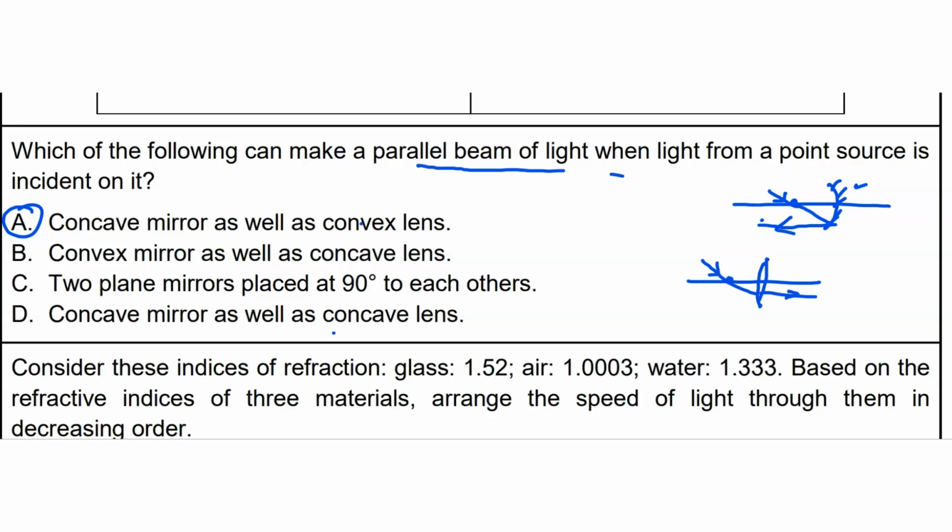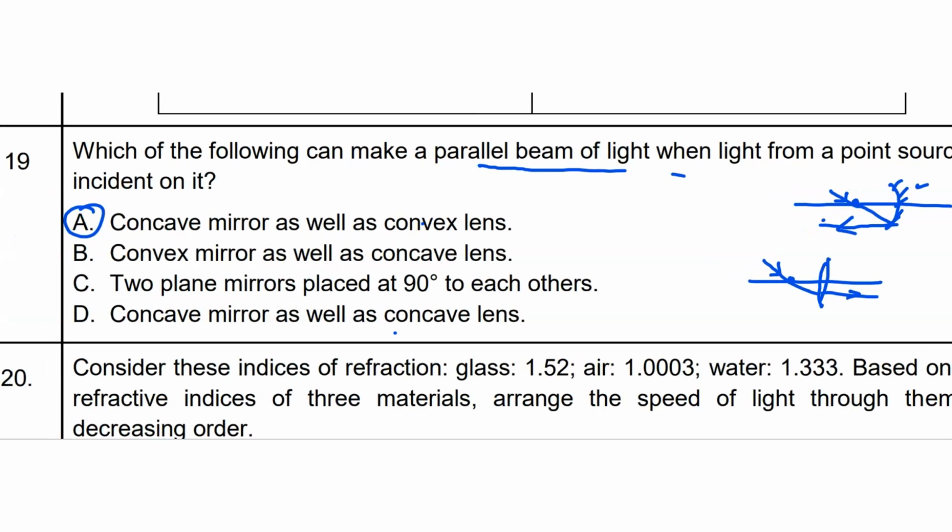In a concave lens, the ray is only directed towards the principal focus and it will emerge, but it is not directly passing through the principal focus. So the answer for this question is, if you want a parallel beam of light, we need to have either a concave mirror or a convex lens or both. Okay, let's move into the next question.